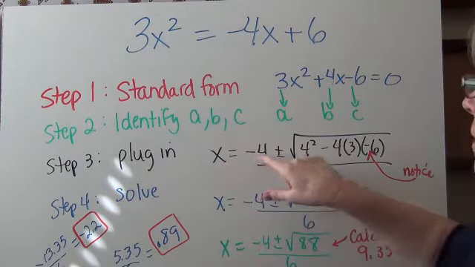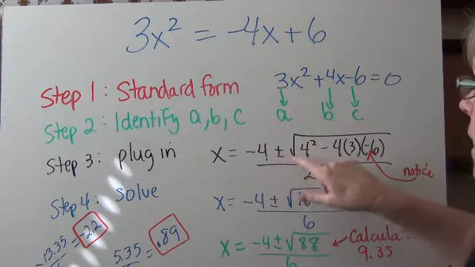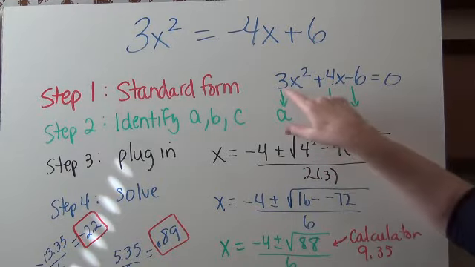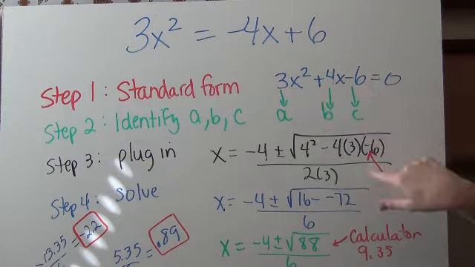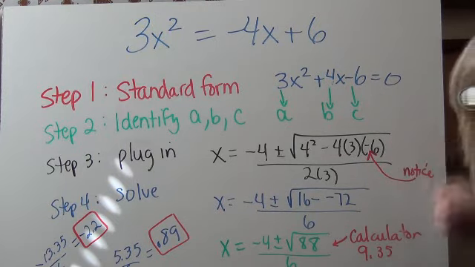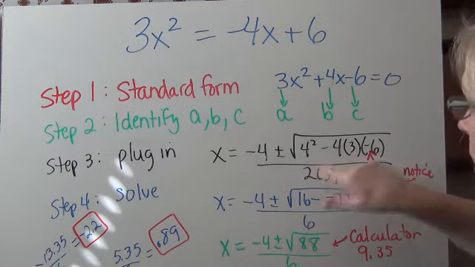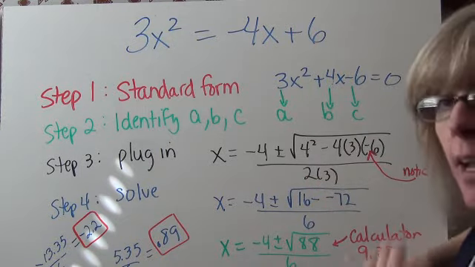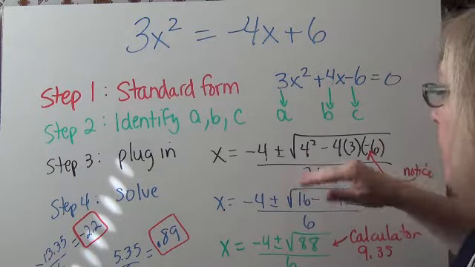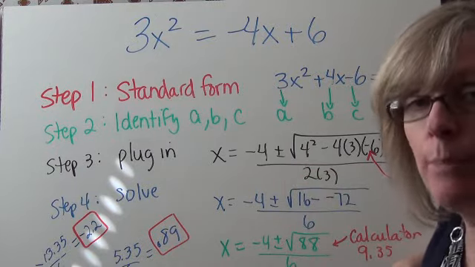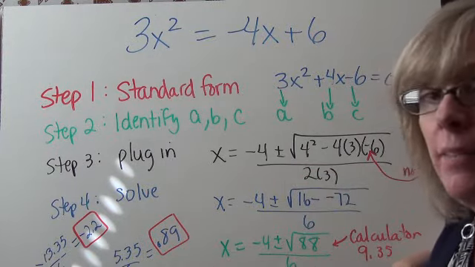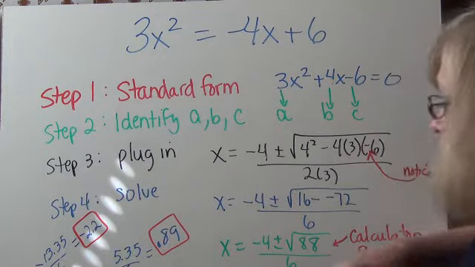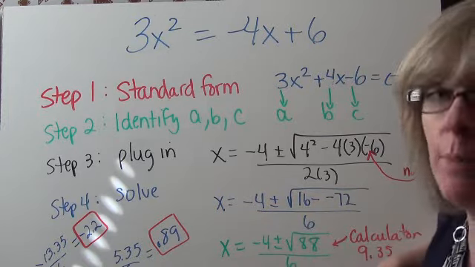So x is equal to negative b, negative 4, plus or minus the square root of b squared, 4 squared, minus 4 times a times c. And notice I put my negative 6 in there for c. And then all over 2 times a. I always write it out that way the first time to make absolutely sure I don't mess up a negative sign or miss a number.